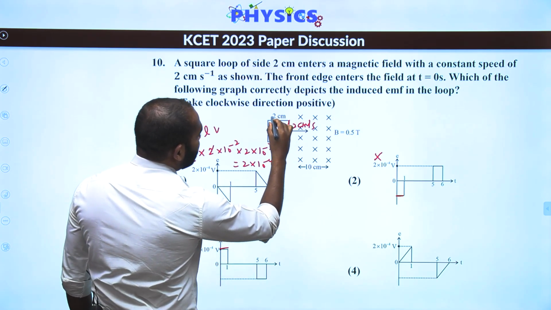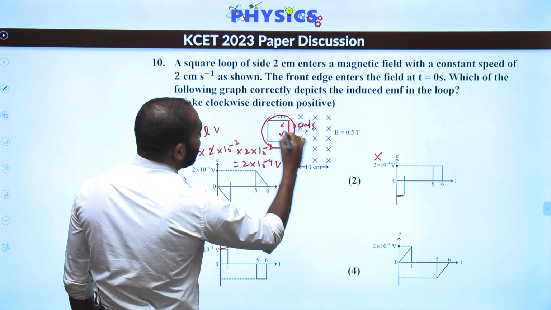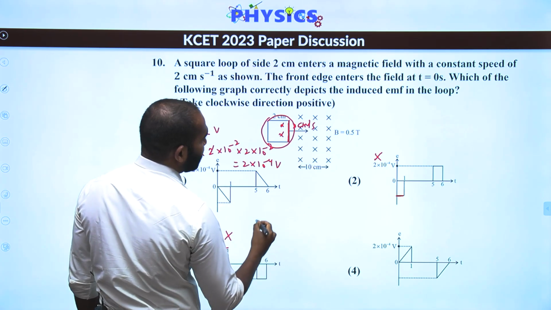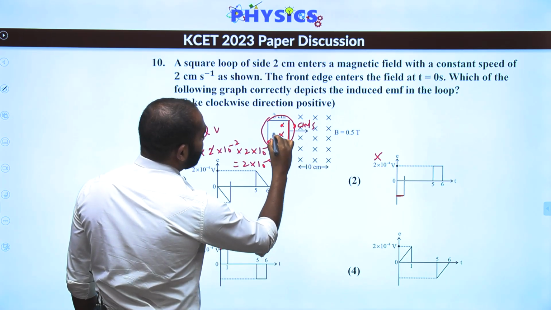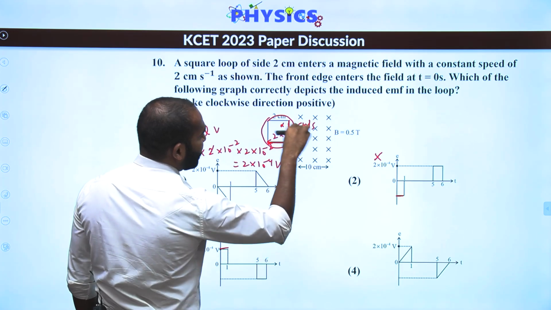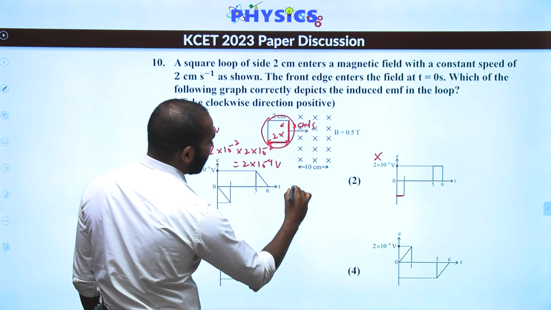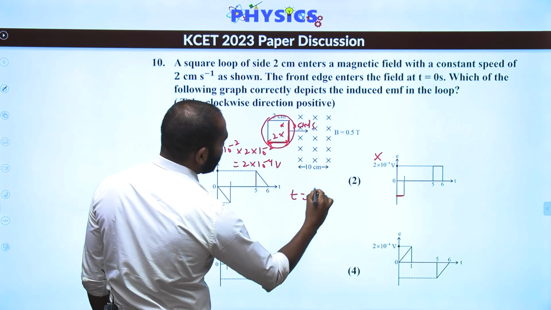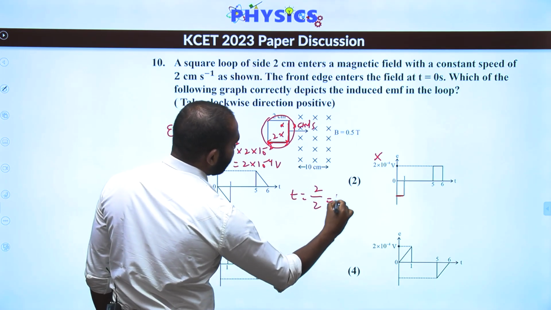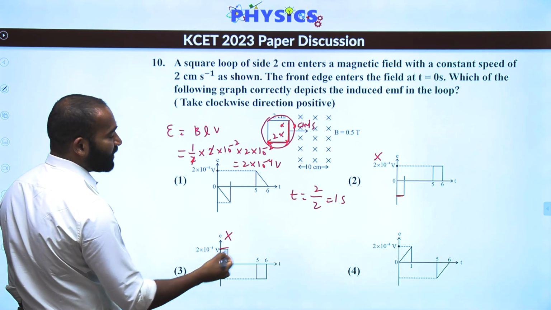Till the entire thing stays inside the magnetic field, isn't it? Which means that this side of length 2 centimeters has to go inside the magnetic field. So how much time does it take? Because it is moving with 2 centimeters per second, the time would be distance by velocity, which is 2 by 2, that is 1 second. So till 1 second there will be induced EMF.